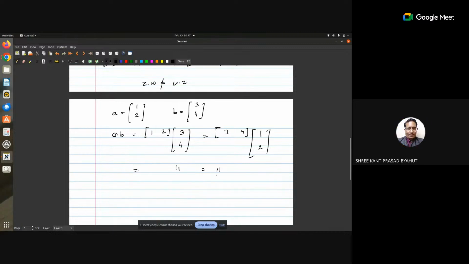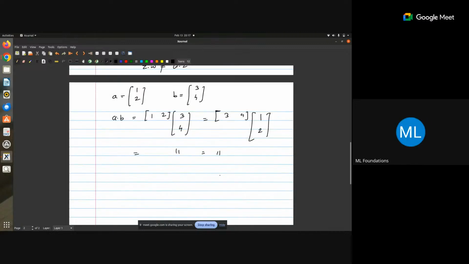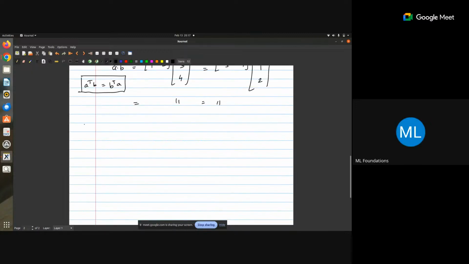Correct. So that means if I say a dot b, that is a transpose b and b transpose a, they both are the same in the real case. But in the complex case, let us take an example.